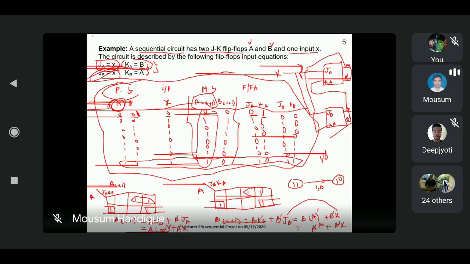ओहो, sorry. हाँ, इसमें मैं थोड़ा confuse हो गया था. This one is what? I'm also confusing. This one is what? Can you tell me? This is not a KB. Remember, JA and KA. मैं थोड़ा लिखने में गलती कर दिया. JA and KA, and this one is the JB and KB. हाँ. Are you getting my point?